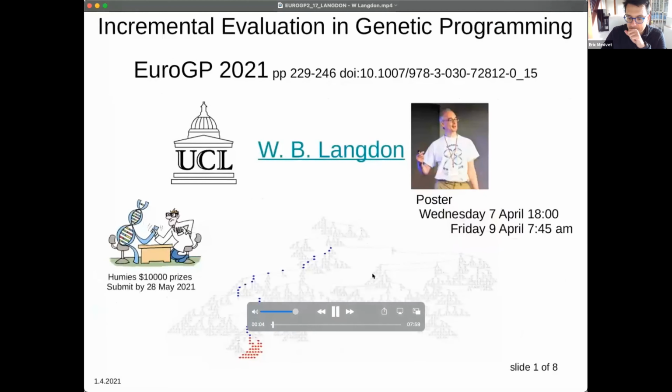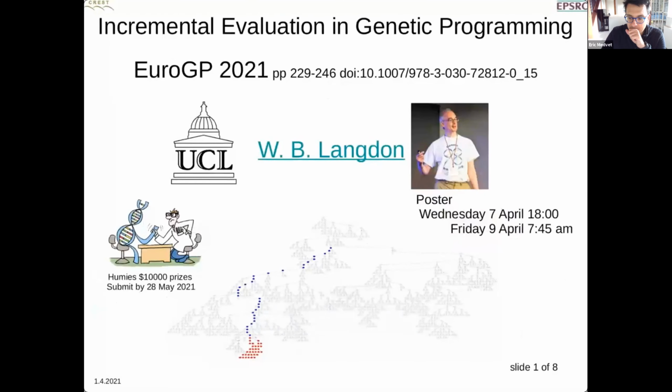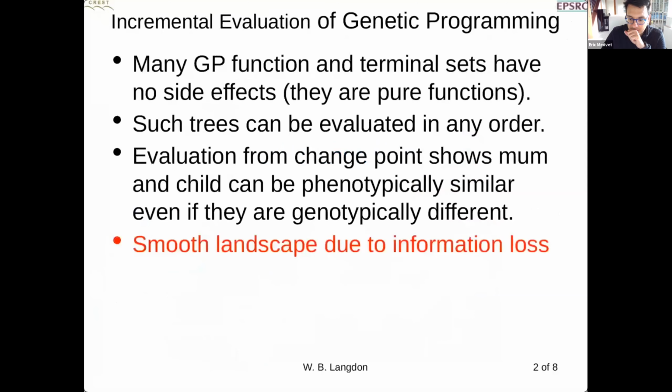I'd like to talk to you about my EuroGP poster, Incremental Evaluation in Genetic Programming. So the idea is we're going to exploit the fact that in GP, the functions and terminal sets have no side effects, and that they are pure functions. Although they're pure functions, they can still lose information in the sense that they take two 32-bit arguments and generate a 32-bit answer.